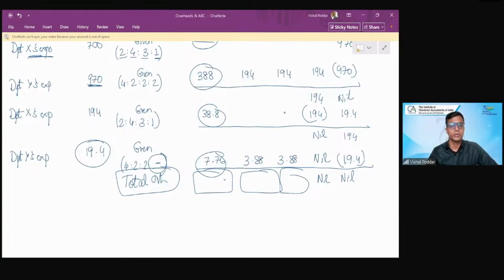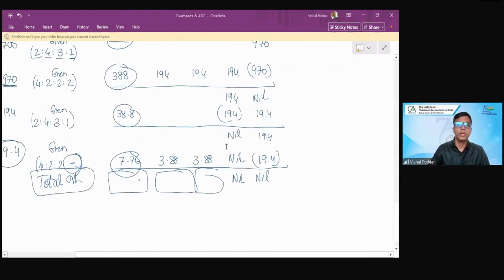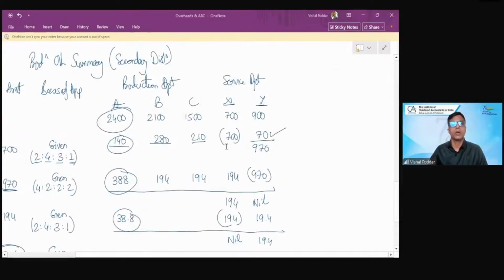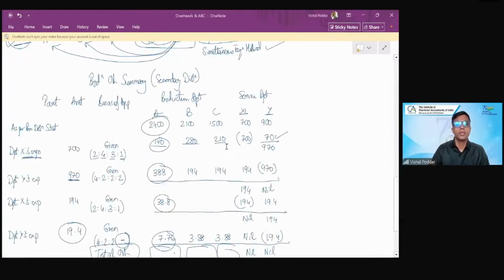I hope students, you all have understood the secondary distribution process by the first three methods, that is direct, step ladder, and also the trial and error or the repeated distribution method. Correct? Now, this same thing, that is this repeated or trial and error, can be achieved by another method which is called the simultaneous equation method. So I'm writing here simultaneous.